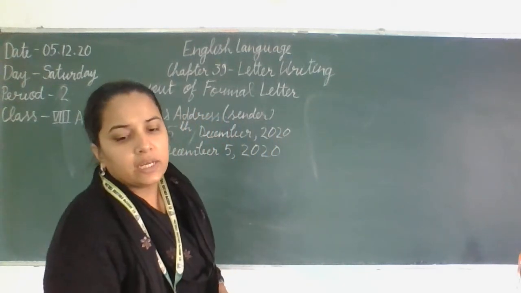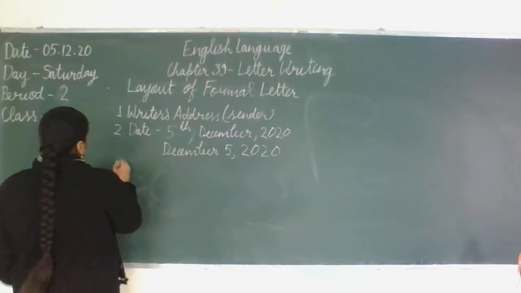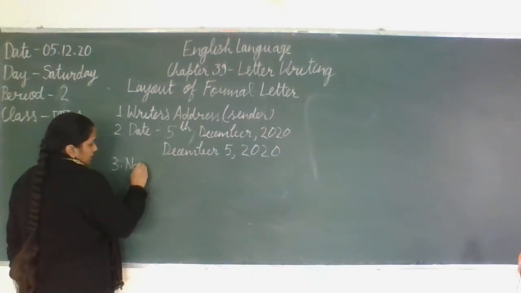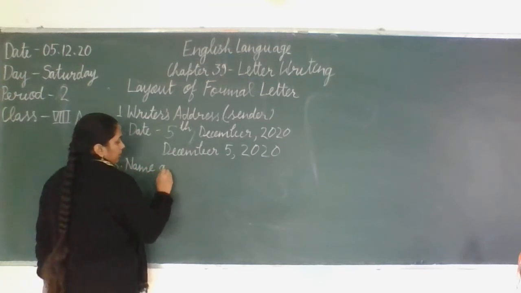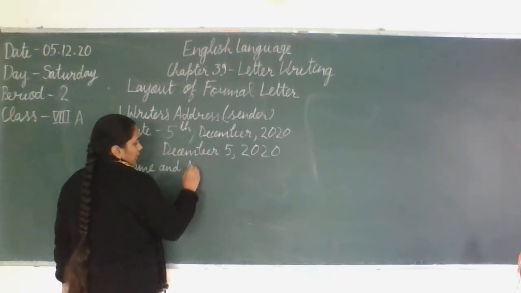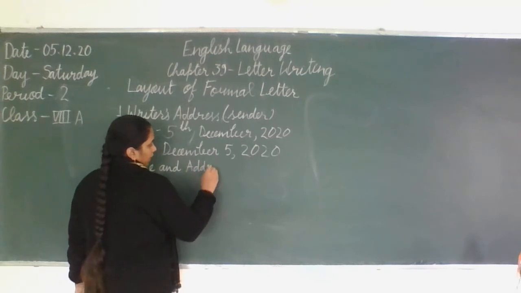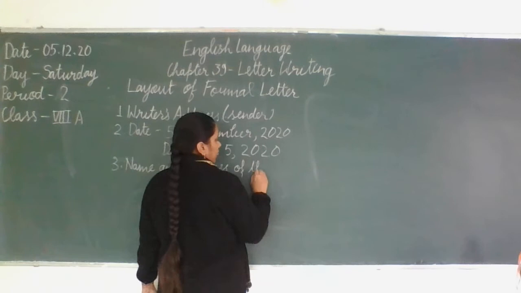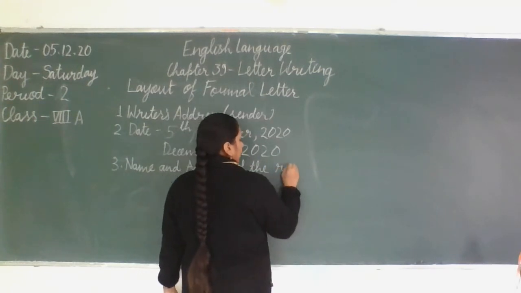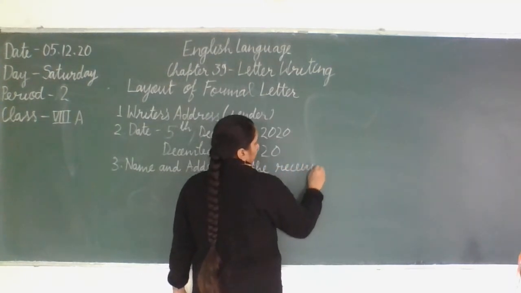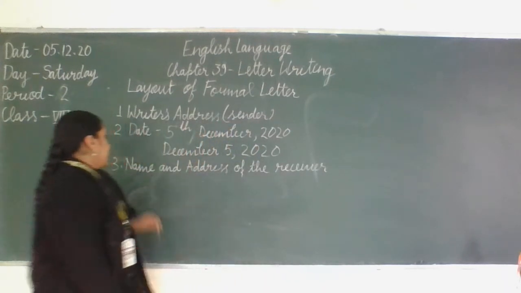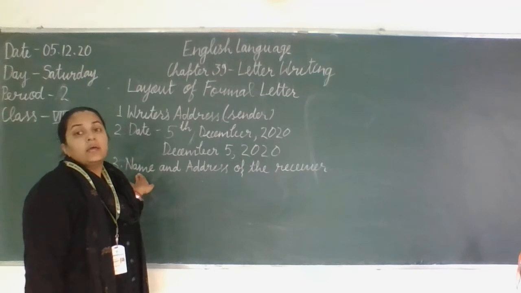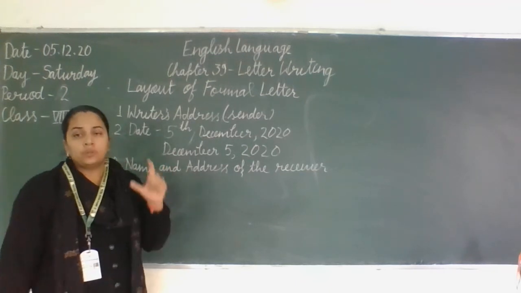So after the date, then comes the name and address of the receiver. Here I am mentioning the name, but it actually means the designation to the principal.